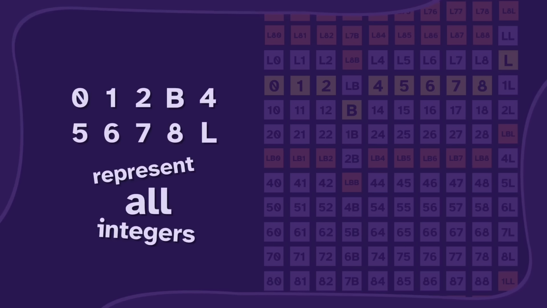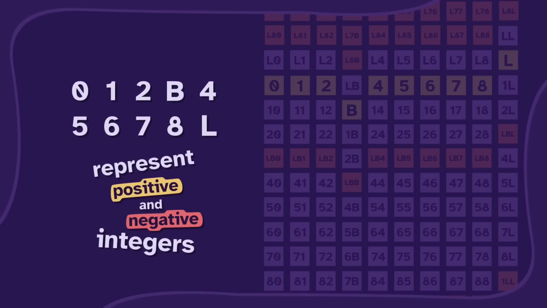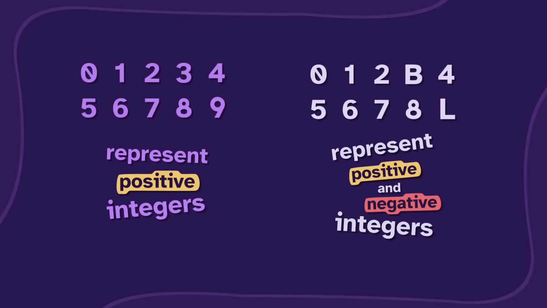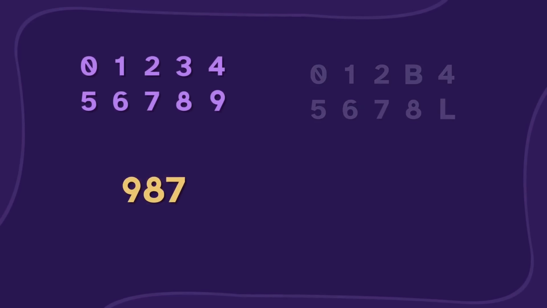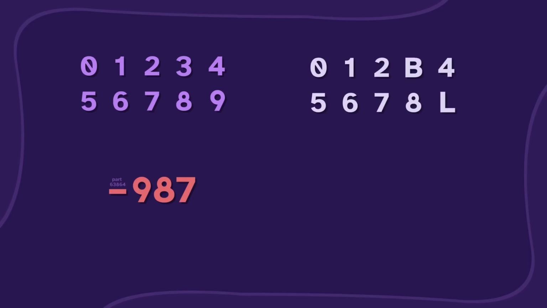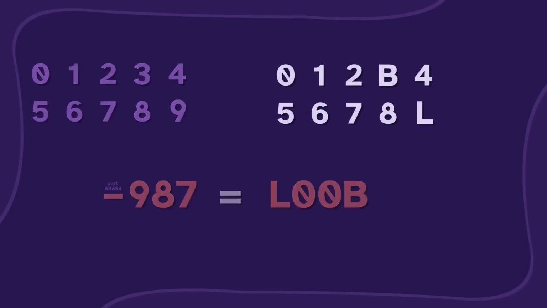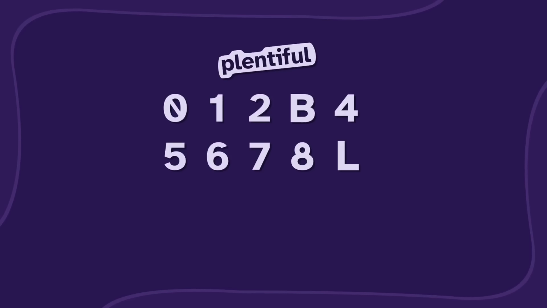And when I say all, I mean positive and negative. Our typical 0 through 9 can only represent positive integers. In order to write something negative, we need this extra piece. But our new set of digits doesn't need anything extra. We can write this as -1013. And so we'll say this set is plentiful. It can write every integer.